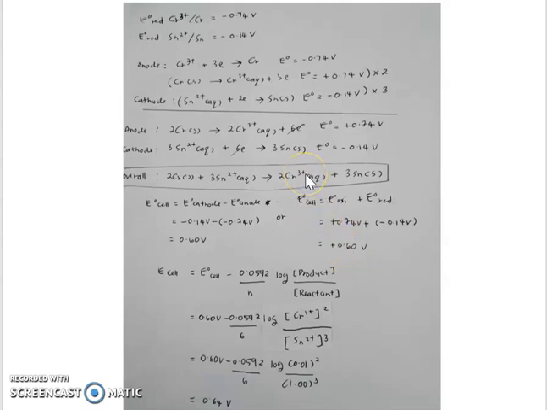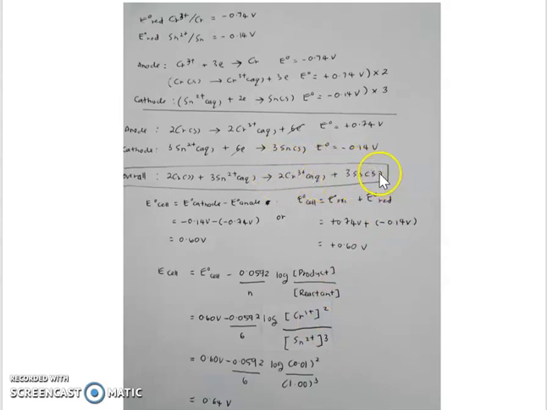Once you get the overall cell reaction and the value for E naught cell, only then can you use the Nernst equation. The formula is E cell equals E naught cell minus 0.0592 over n, log product over reactants. So E naught cell is 0.604 minus 0.0592 over n. n is the number of electrons transferred, which is 6. Then log of the concentrations of the products.